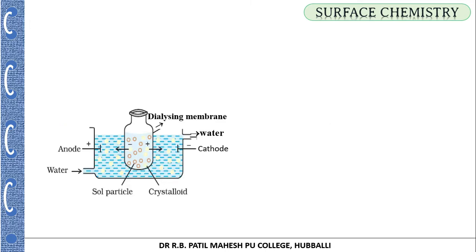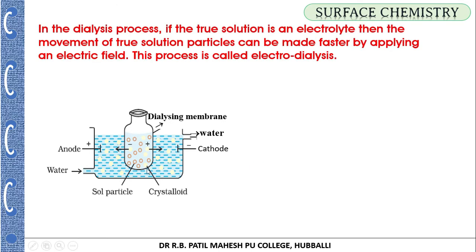Here you can see in the diagram, it is the same as dialysis. The only thing is we introduced two electrodes. One is the anode here and one is the cathode here. Now under the influence of this applied electric field, what happens? Whatever true solution particles, crystalloids, and ions are present here diffuse fast through the membrane, and that diffusion process is going to be fast. So in this dialysis, if the true solution is an electrolyte, then the movement of true solution particles can be made faster by applying an electric field, and this is called electrodialysis.